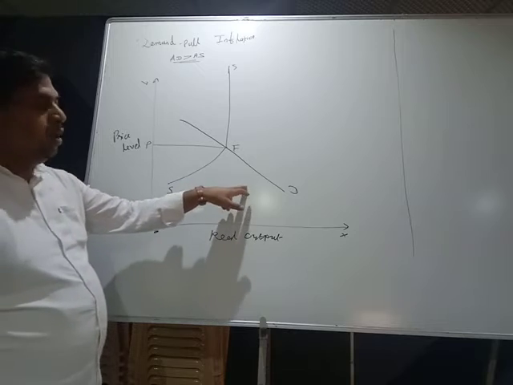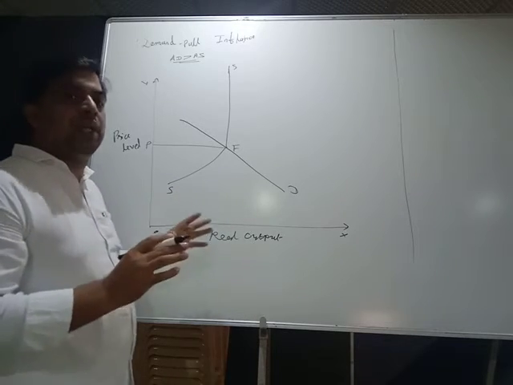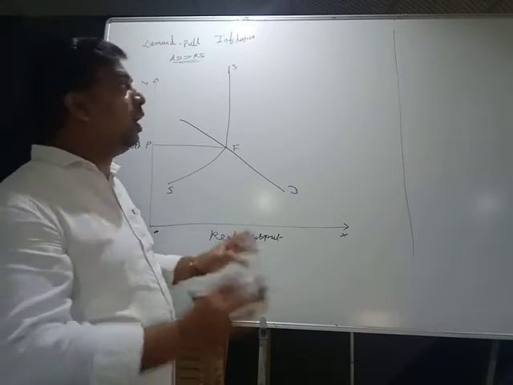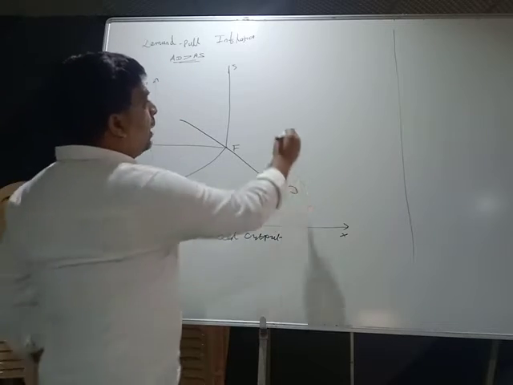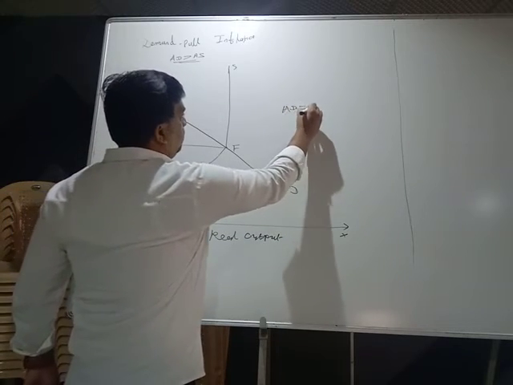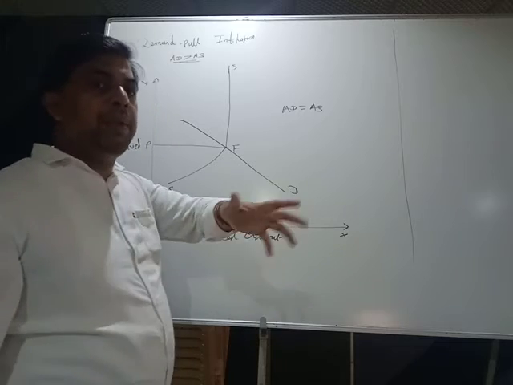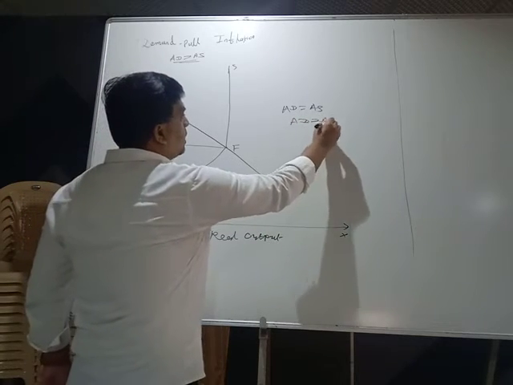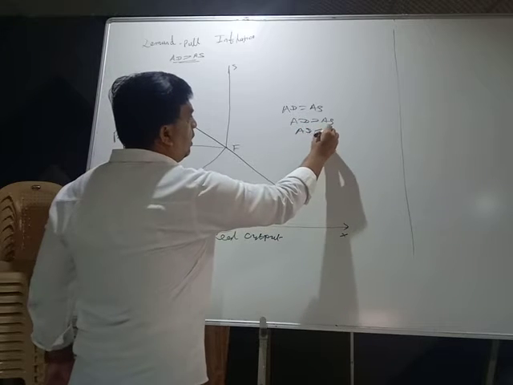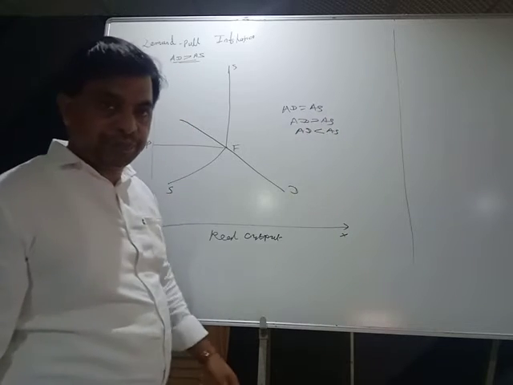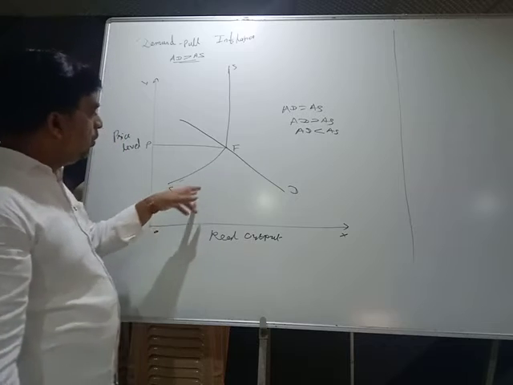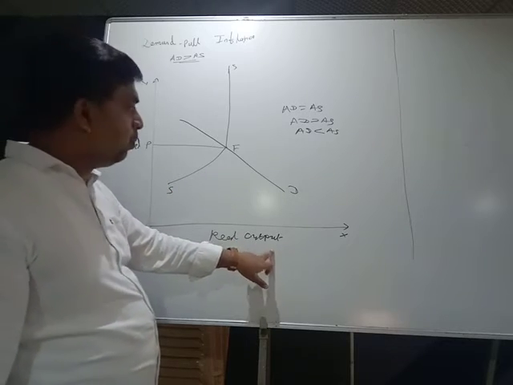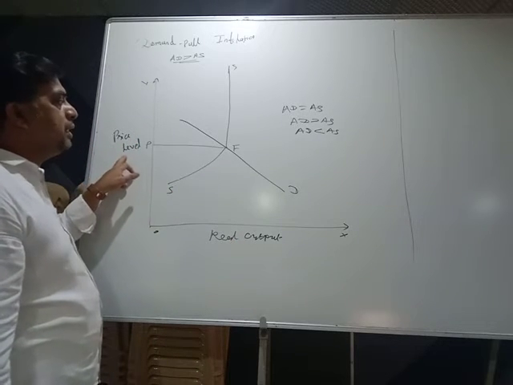Now, when will the price be stable, and where will equilibrium be? Where aggregate demand equals aggregate supply. But when will there be a problem in equilibrium? When aggregate demand exceeds aggregate supply or aggregate demand is less than aggregate supply. Okay. So the x-axis represents real output, the y-axis represents price level.